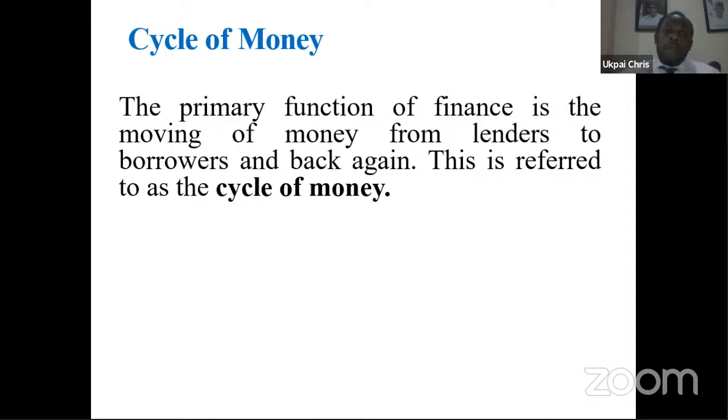Am I communicating? When we talk of the circle of money, the primary function of finance is the movement of money from lenders to borrowers. They have this money, and the entrepreneurs are trying to access it, to borrow it, and the lenders are ready to give it out. They give the entrepreneurs the money to do the business. That's the circle of money from lender to borrower. And at the end, you pay back the money. Bear in mind that this money must be paid back at the end of the loan tenure. This is referred to as the circle of money.